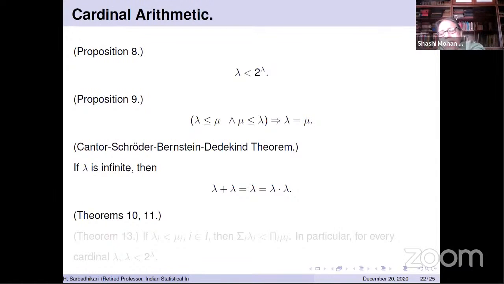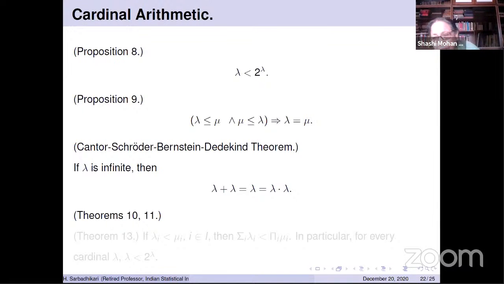One thing I just wanted to tell you is that even the usual things work out. There's a meaning to 2 lambda, right? 2 lambda has a meaning here, separate from lambda plus lambda. It is 2 into lambda, that is, the cardinality of {0, 1} cross X, because {0, 1} has cardinality 2. But that is exactly the same as lambda plus lambda, because it is the union of two disjoint copies of X.